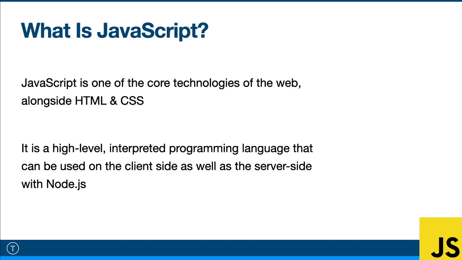So JavaScript is a high-level interpreted programming language used to create interactive and dynamic website experiences. And when I say interpreted, what I mean is that it's executed line by line rather than being compiled into machine code first. So the code is executed on the fly, making it a scripting language, hence the name JavaScript.